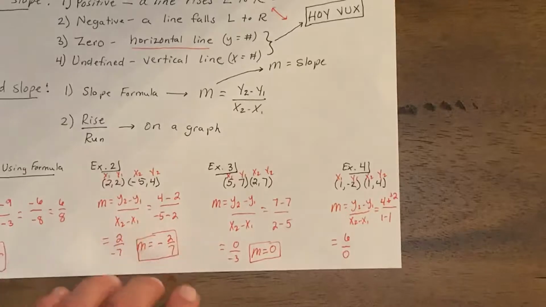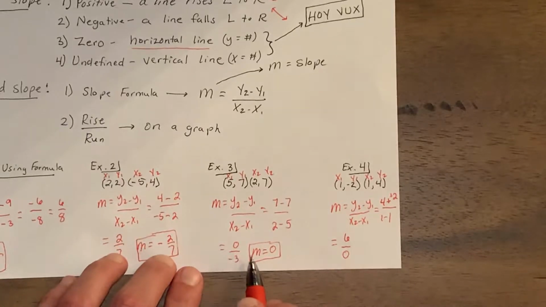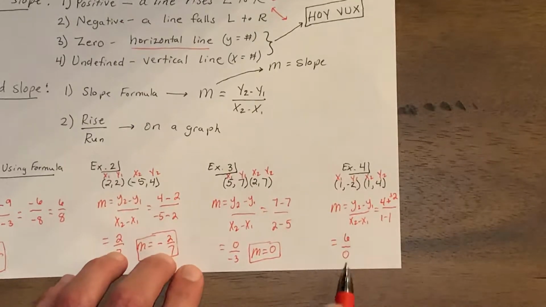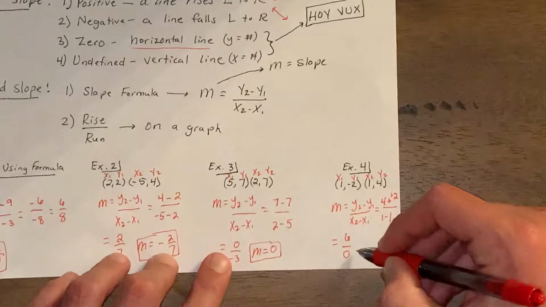So notice the difference. On example 3, I had 0 in the numerator. That's a 0 slope. If I have 0 in the denominator, this fraction does not make sense. I have 6 zeroths. That doesn't make sense. This is what we would call undefined.